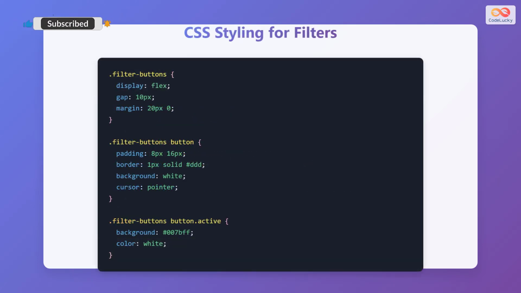Let's add some CSS to style our filter buttons. We use display flex and gap, 10 pixels to arrange the buttons horizontally with some spacing. We style the buttons with padding, a border, and a white background. When a button is active, we change its background color to blue and the text color to white, making it clear which filter is currently applied.